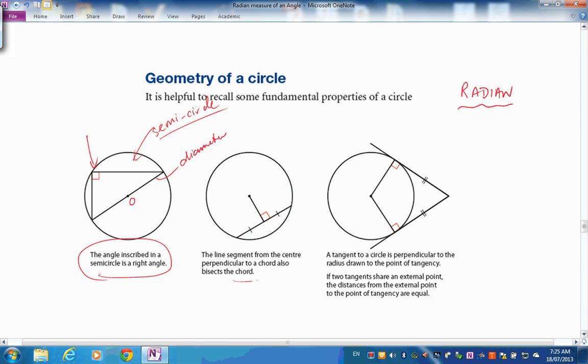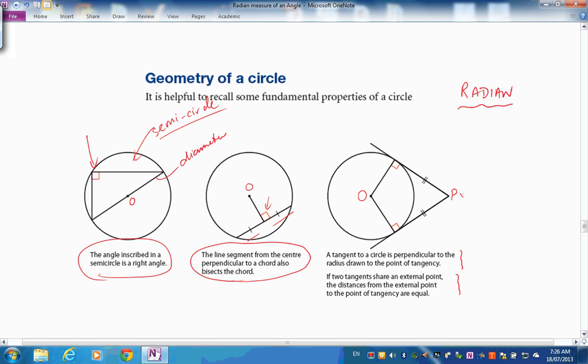The line segment from the centre perpendicular to a chord bisects the chord. So if this is the centre and it's going to be at 90, then we know these two pieces are equal. That can be handy. And a tangent to a circle is perpendicular to a radius drawn at the point of tangency, and also the two tangents from a given point to a common circle will be equal in length.